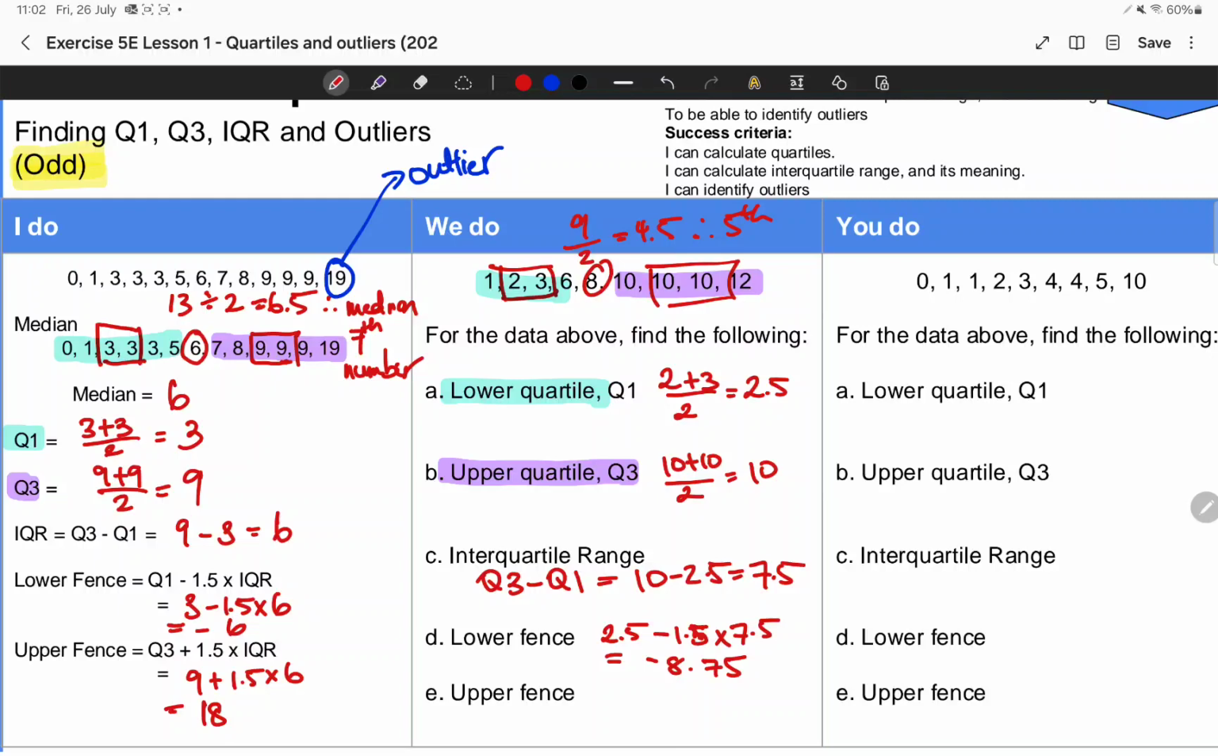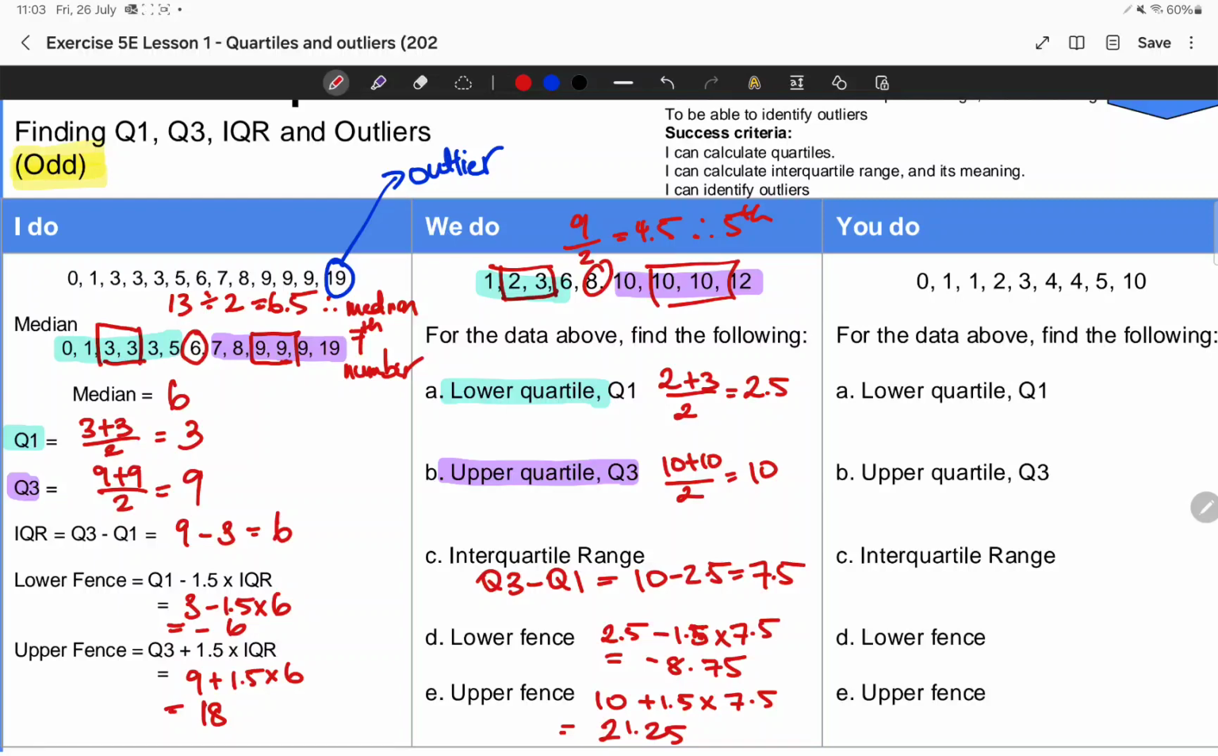And then same thing that we're going to do with the upper fence, but this time it'll be plus. So our Q3 is 10, so 10 plus 1.5 times 7.5. It'll be 21.25. Those are the lower and the upper fences.